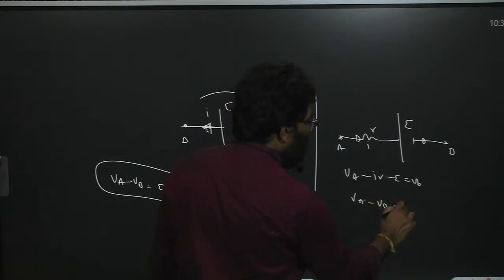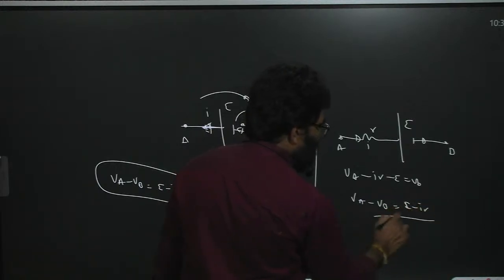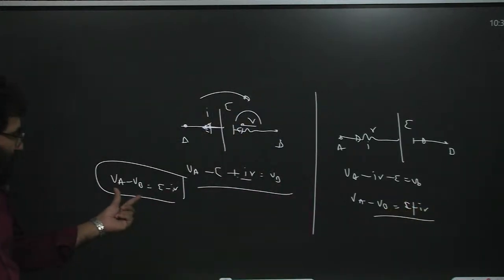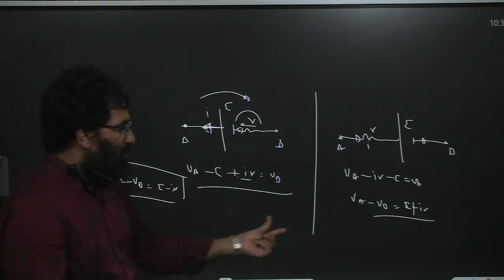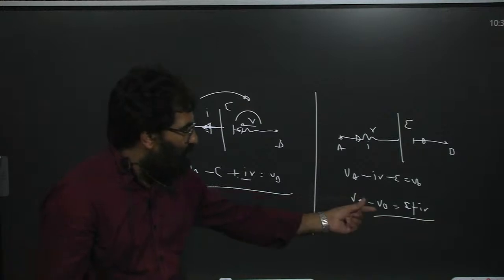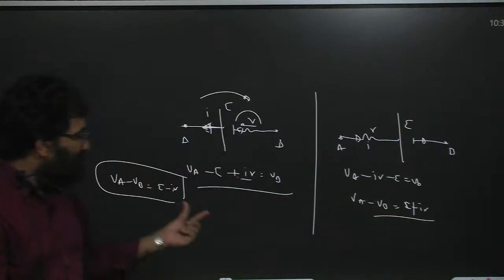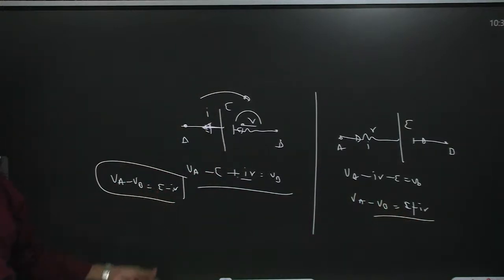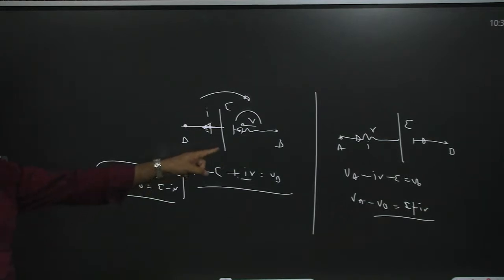So VA minus VB is equal to E plus IR. So in discharging mode VA minus VB is E minus IR, and in charging mode VA minus VB is E plus IR. In charging mode, potential difference is more than EMF. In discharging mode, potential difference is less than EMF. This is how we get charging and discharging of the batteries.